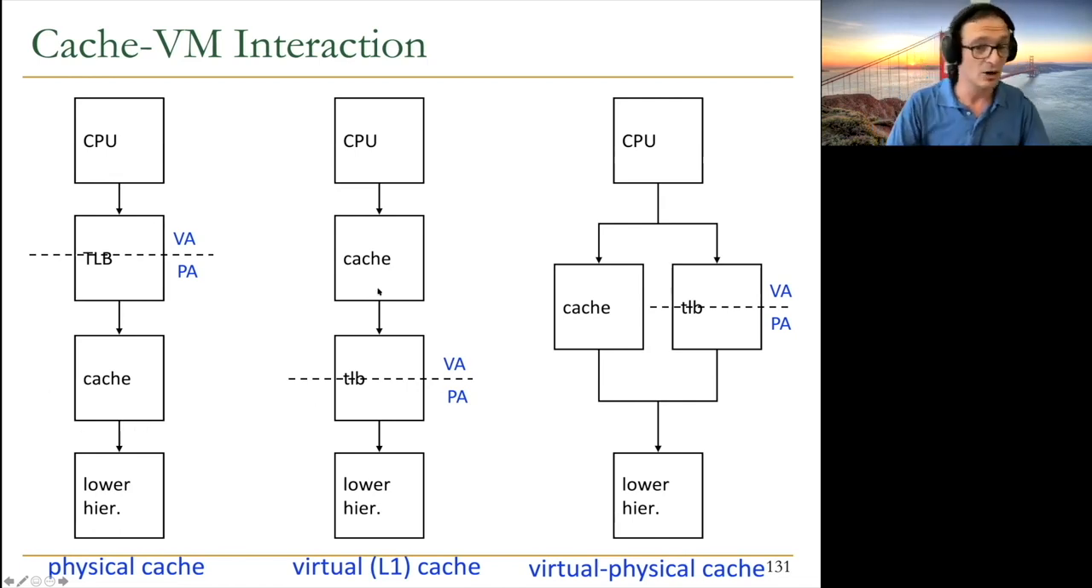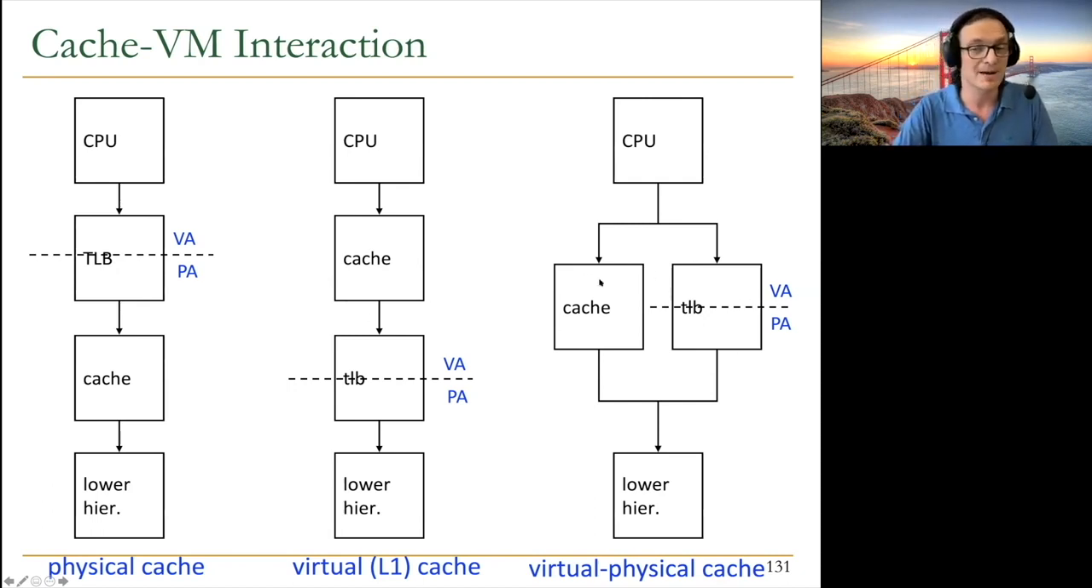The second option is you access the cache completely with virtual address and then do the translation. This is completely virtual, so there's too much flexibility and there are too many homonym and synonym problems because of this. As a result, this is also not done in general.